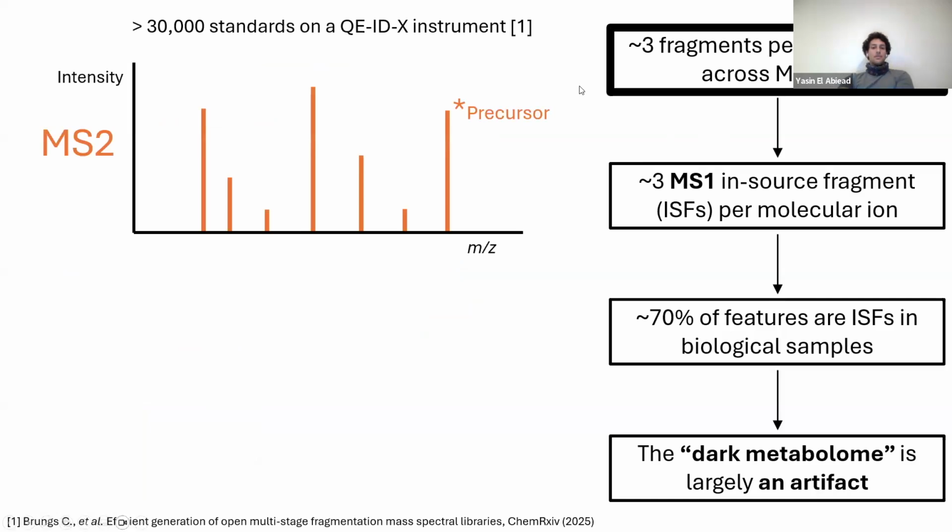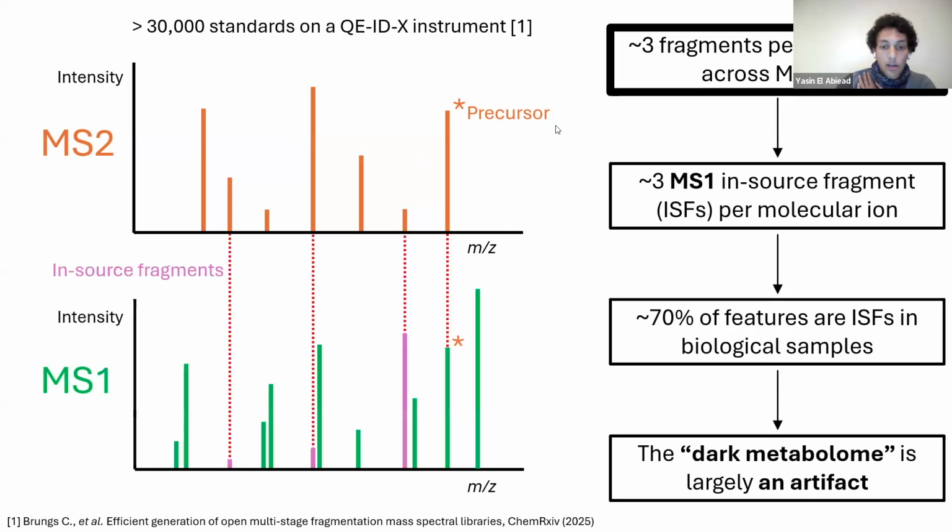So how did we address this question? The first thing that we did is that we looked at an MS2 library that's in the public domain. It was published a while ago by Brunks Corina et al. It's in ChemArchives at the moment. What they did is that they looked at 30,000 different analytical standards on the QE IDX experiment. And we went ahead and downloaded all this raw data and then looked at it.